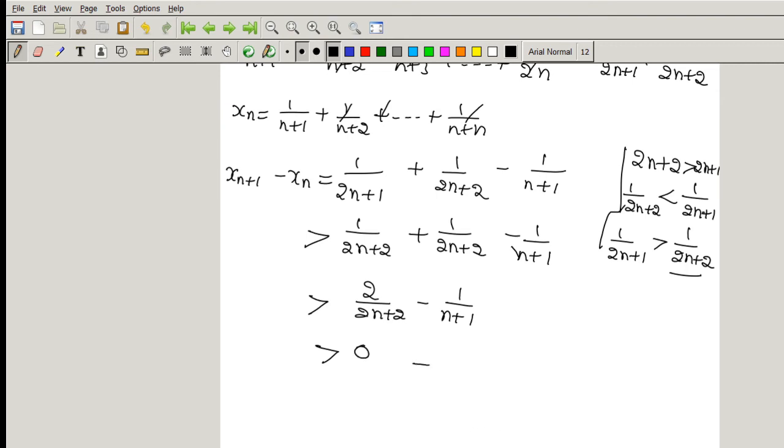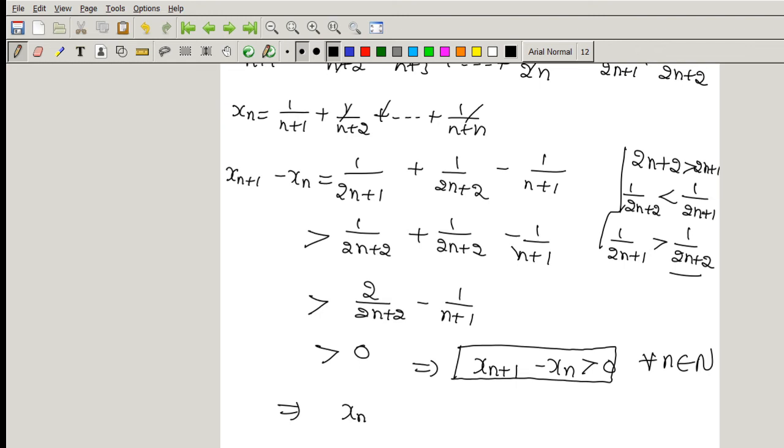This is always greater than 0, which implies xn plus 1 minus xn is greater than 0. We have proved this generally, that xn plus 1 minus xn is greater than 0 for all n belonging to N. If you take any n, this result is true. That is, xn plus 1 minus xn is always greater than 0, which implies the given sequence xn is monotonically increasing. If we prove that the sequence is bounded above, it's enough to show that the given sequence is convergent.